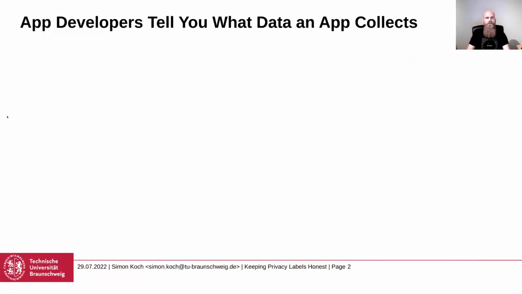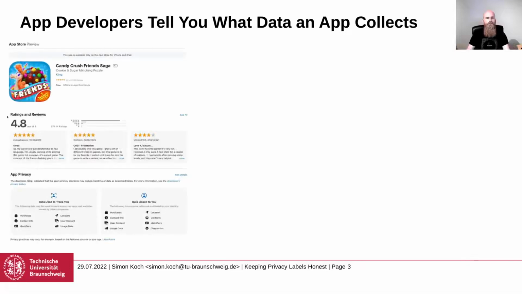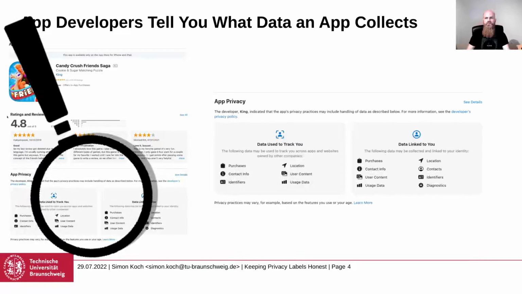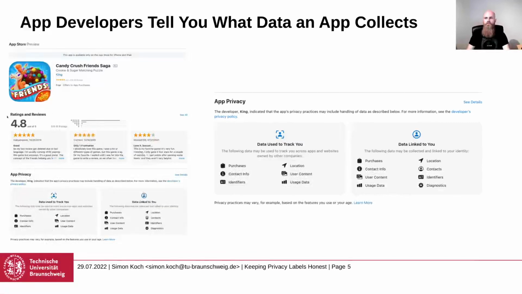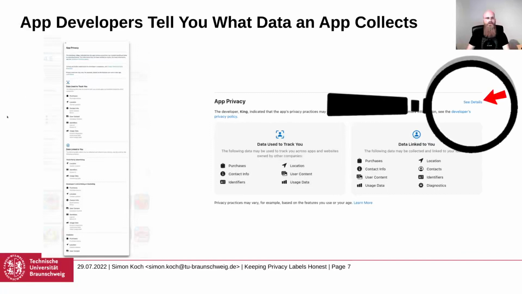At the end of 2020, Apple introduced privacy labels. Privacy labels are a self-declaration by app developers concerning the data an app collects while you, as the user, are using the app. If you have a look at the App Store page of an app, here as an example the App Store page of Candy Crush, you see below the ratings and reviews a section called App Privacy. The App Privacy section visualizes the data declared in the privacy label by the app developer. However, this is only the coarse overview, and if you click on details, you actually get a full overview.